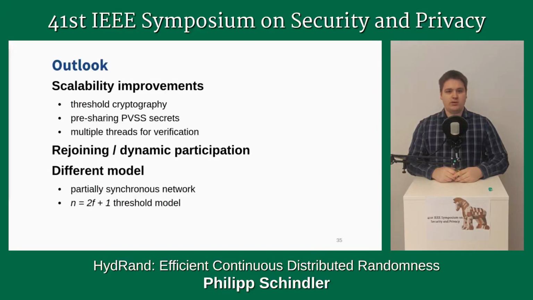Furthermore, one could modify HydRand to consider a different model, for example by reducing the reliance on network synchrony. However, it is not clear how the strong form of guaranteed output delivery can be achieved in this setting. Alternatively, one could try to stay in the synchronous network model while tolerating up to a 49% adversary.